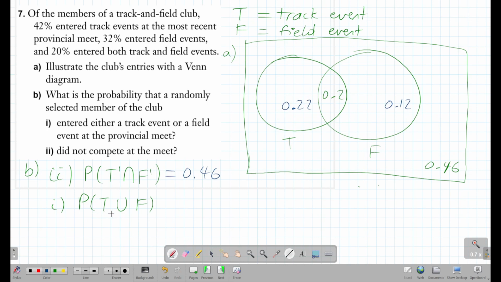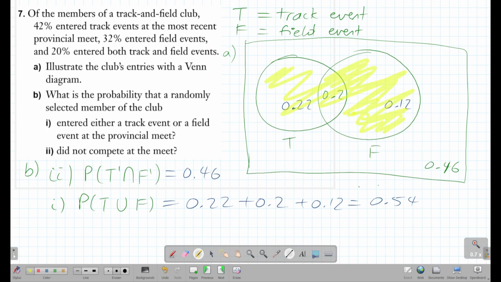Okay. So for 1, we want track event or field event. That is basically saying we want the entire Venn diagram. That's pretty simple. We're just going to add up all the numbers that we have. So 0.22 plus 0.2 plus 0.12 is equal to 0.54.